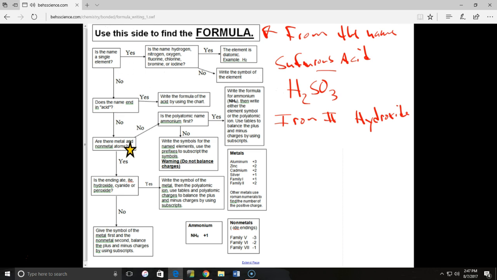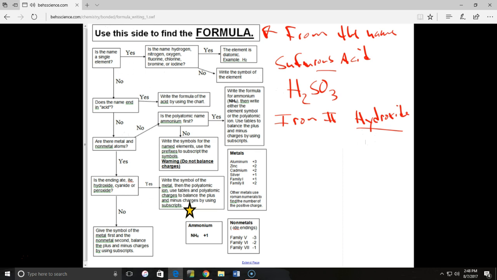Are there metal and non-metal atoms? Well, I hope by now you know iron is a metal. And if the first thing's a metal, the answer is always yes. Then, is the ending ATE, ITE, hydroxide, cyanide, or peroxide? If you look over here, the ending is hydroxide. So we go to the yes box, which is right here. The majority of things that you'll do that are ionic always end up in this box. Alright, it says give the symbol of the metal, then the polyatomic ion.